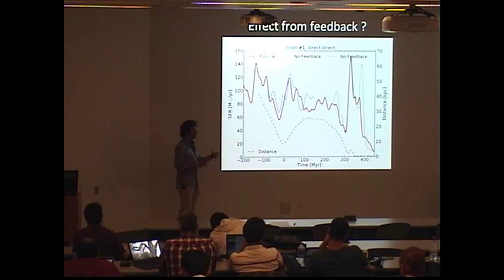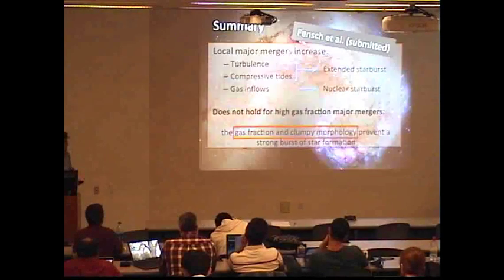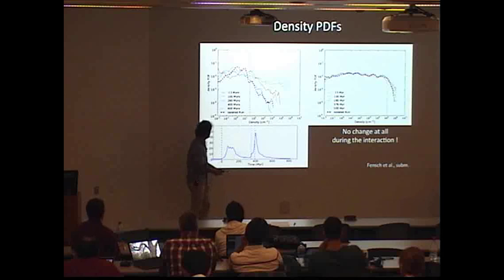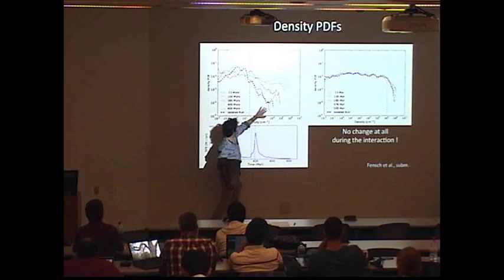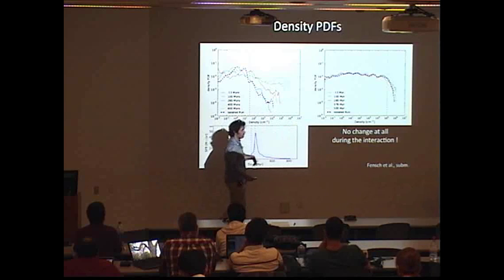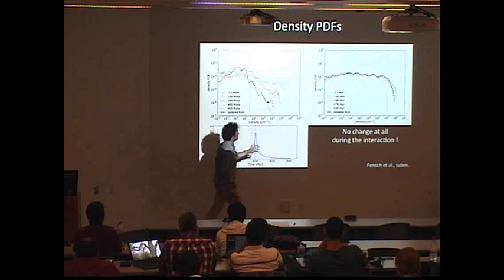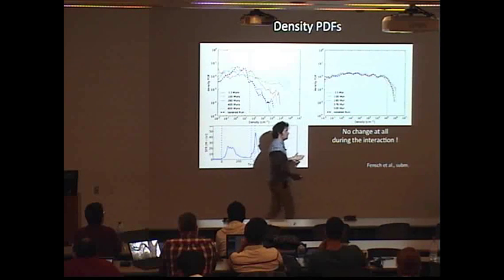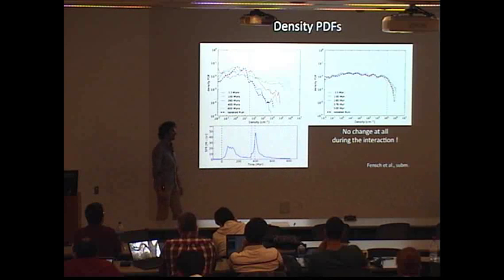The thing is, you will not move the density PDF during the interaction. I've got the plot with a different density PDF. Here you have the density PDF for the low gas fraction case. You see that at the beginning, you're very close to the blue curve, very close to the isolated case in purple. And then when you go up, for example, at 400 megayears here, you have a huge increase of the gas in the high density tail of the PDF. But in the gas-rich case, you have almost no increase. You have a small bump here at the coalescence. So you have more like a saturation of the density PDF? Okay, I think it's very plausible.